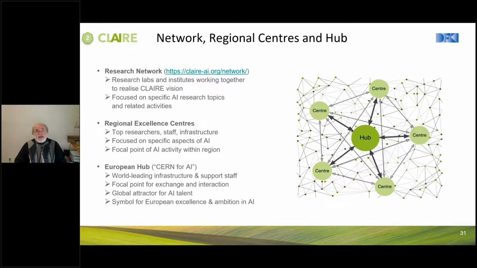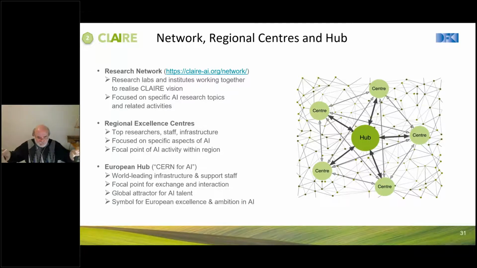Very roughly speaking, our vision has three main components. The first one, which we've mostly completed, is to create a research network across all of Europe. We have a network of almost 400 AI labs across Europe that are members of CLAIR. They all have their specific areas of research that they're doing. So we've essentially covered that. And that's important because we need this everywhere in Europe.